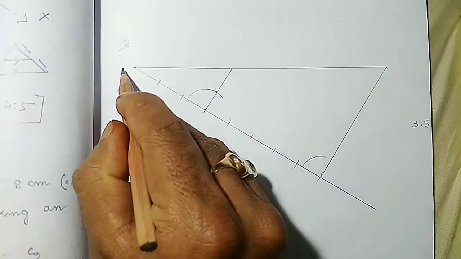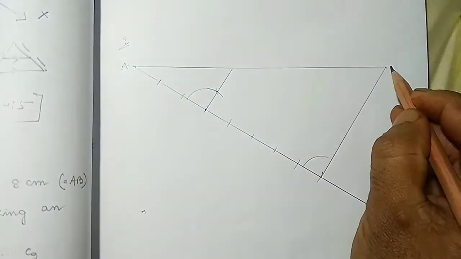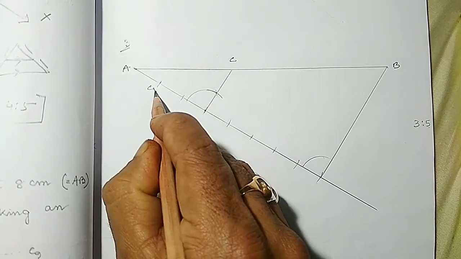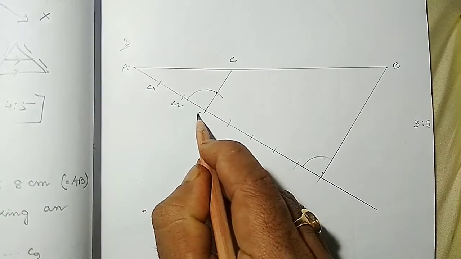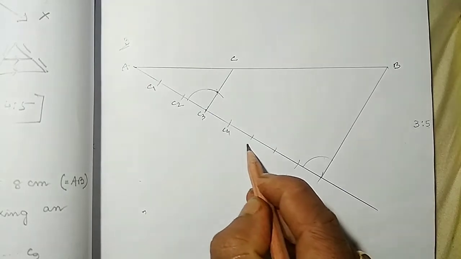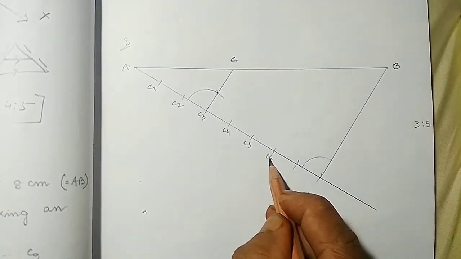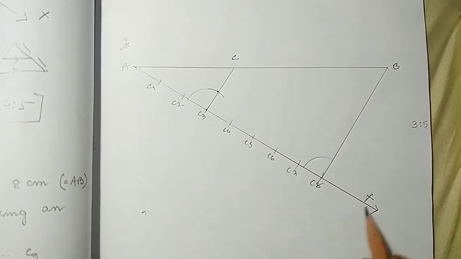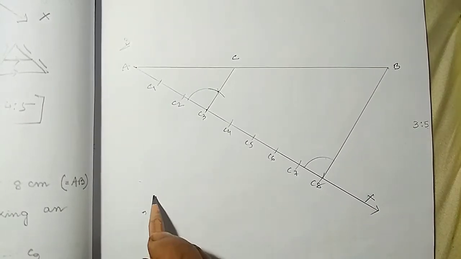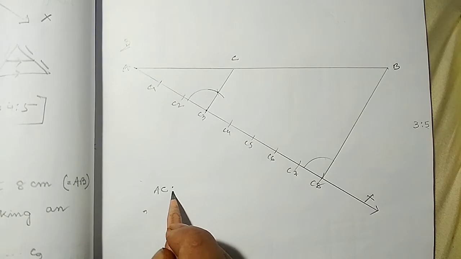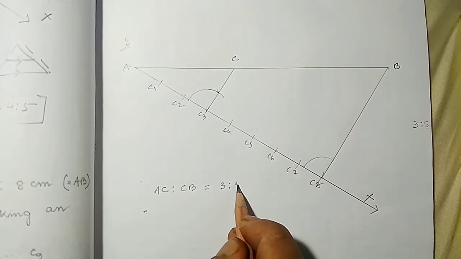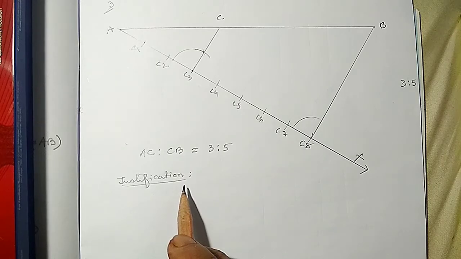Okay, suppose this one is A, this point is B, this one is C, this is C1, C2, C3, C4, C5, C6, C7, C8 and let it be X. So, AC is to CB equals 3:5. That's your answer. In the second part of the question, it is given, justify your construction.